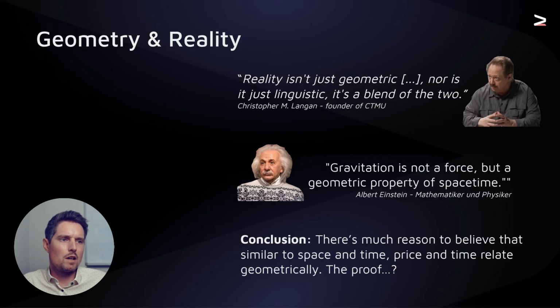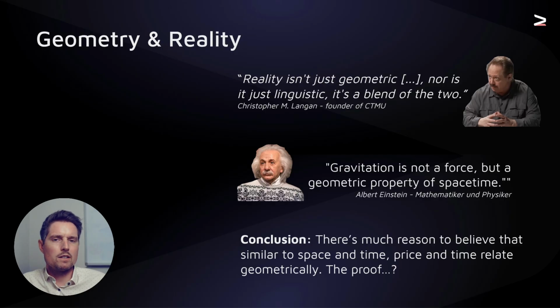I read his book about the CTMU, and he said in an interview with Michael Knowles, reality isn't just geometric, where the brackets are, it says something like, this is what Einstein thought, nor is it just linguistic, it's a blend of the two. So he basically believes that reality comes into existence from, is controlled from, some other domain that we can't really see, and is built out of two components. He says it's built from the logical spoken word and geometry. Those are the two building blocks of reality.